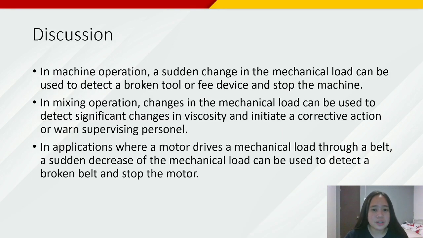In machine operation, a sudden change in the mechanical load can be used to detect a broken tool or free device and stop the machine. In mixing operations, changes in the mechanical load can be used to detect significant changes in viscosity and initiate a corrective action or warn supervising personnel. Also, in applications where a motor drives a mechanical load through a belt, a sudden decrease of the mechanical load can be used to detect a broken belt and stop the motor.